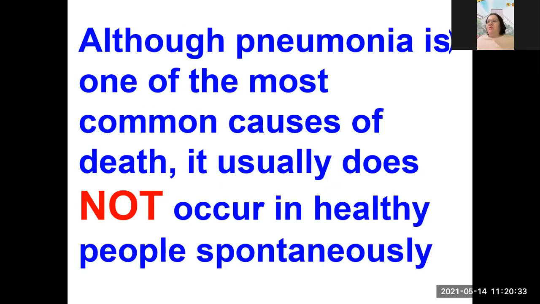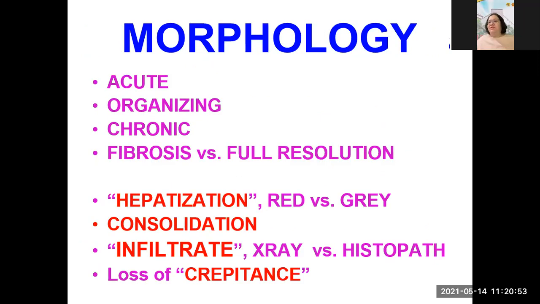So although pneumonia is one of the most common causes of death, it usually does not occur in healthy people spontaneously. So something must have affected you in order for your immune system not to have fought back as well as other people who would have been exposed. So let's look at the morphology here. Okay, I'm flashing this slide.